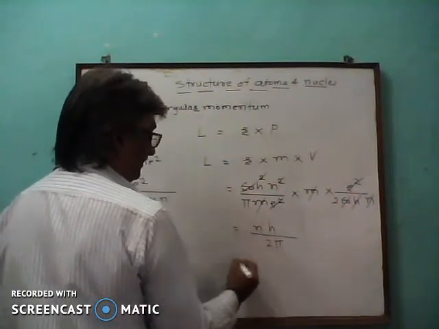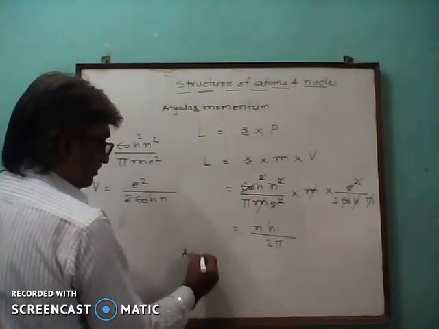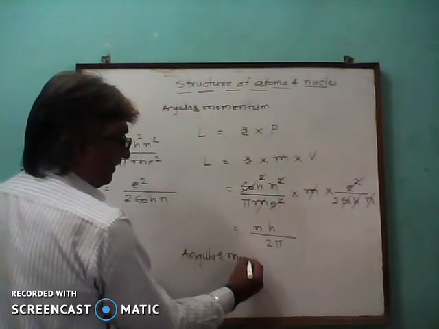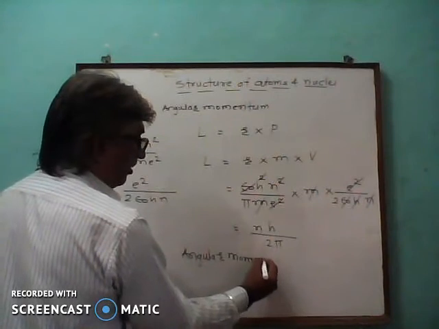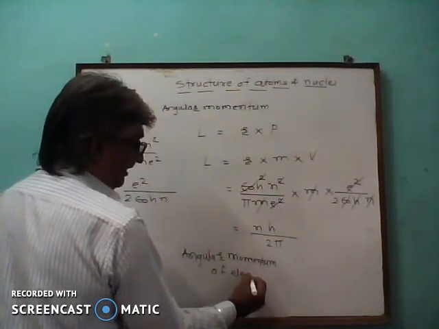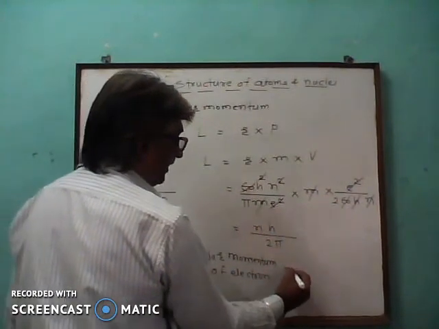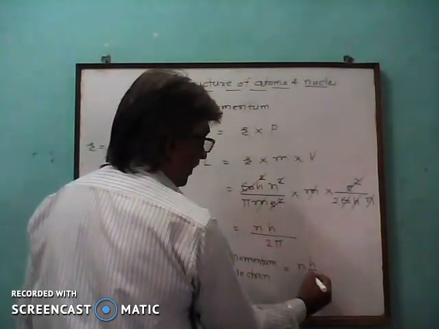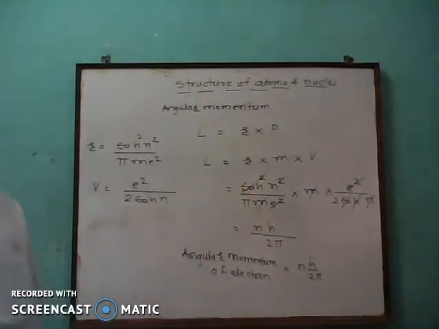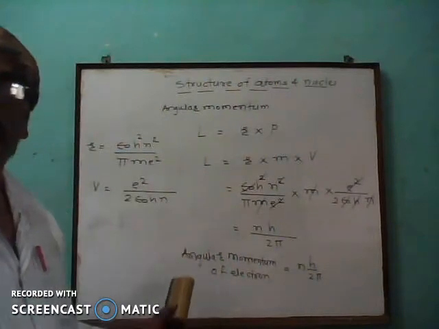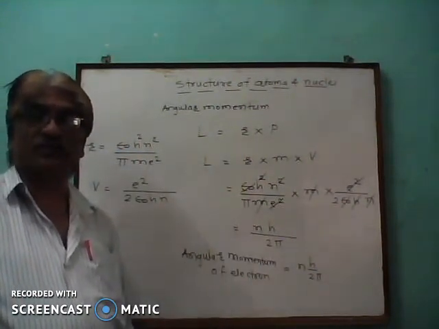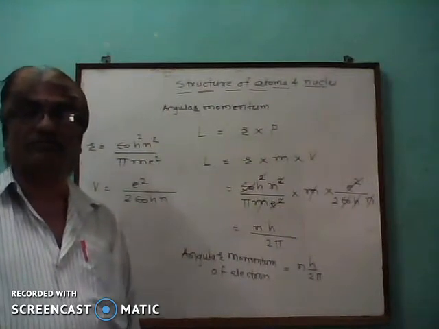We know that the second postulate of Bohr's theory of hydrogen atom is that angular momentum of electron is an integral multiple of h upon 2 pi. If h upon 2 pi is constant, then we can say that angular momentum of electron is directly proportional to the principal quantum number.